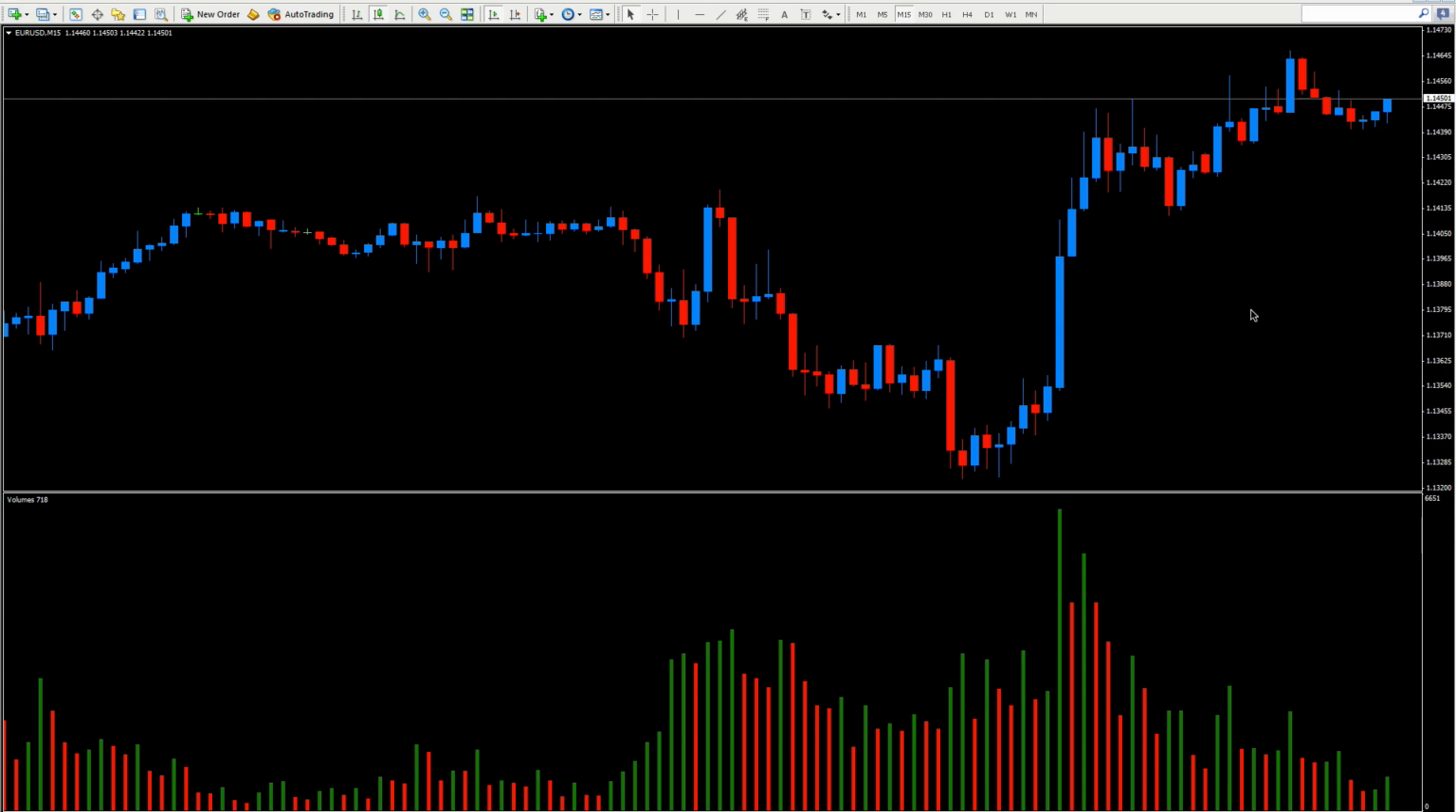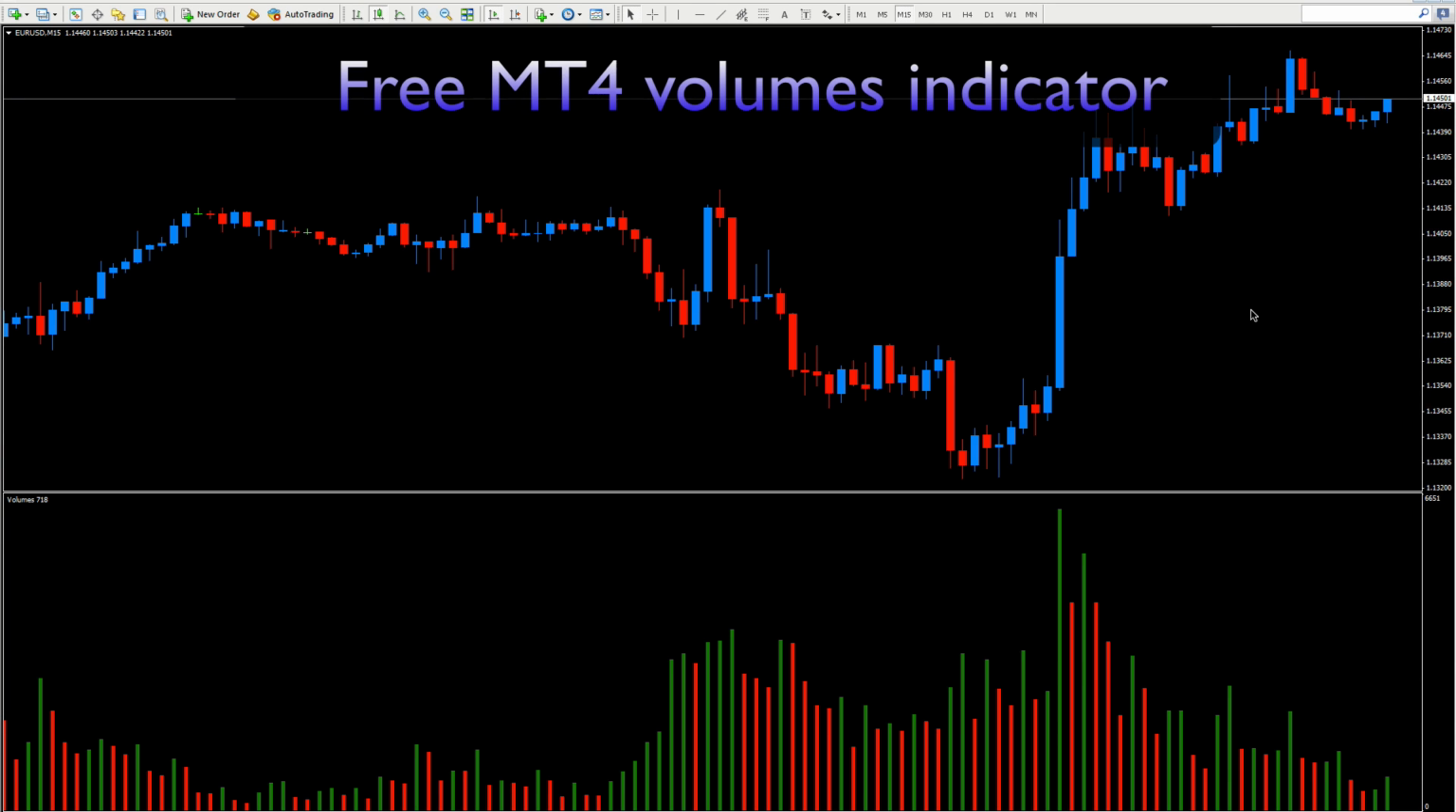The quantum tick volumes indicator has been developed to address two specific issues which arise when you're using the free volumes indicator which comes with your MT4 platform. Here we're looking at the euro dollar on a 15-minute time frame, and we've applied the standard indicator to the bottom of the chart. So this is how the volumes indicator appears free with your MT4 platform.